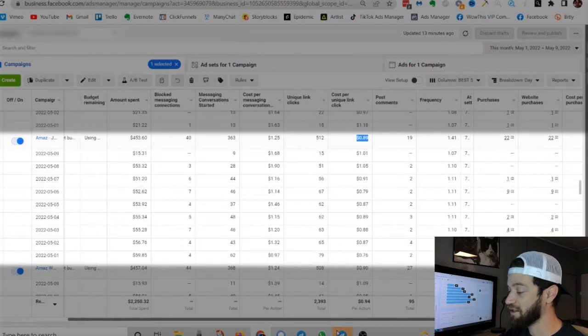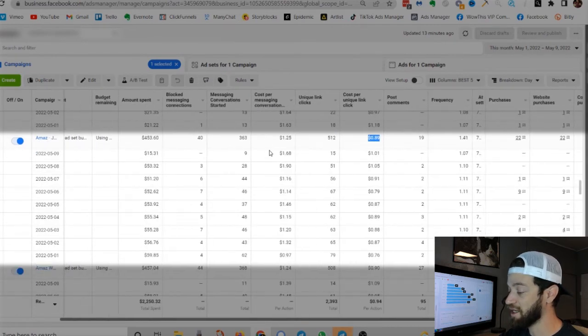Now, the next thing here is the cost per message. And again, this is basically how much it costs for me to get somebody into my Messenger bot and engage with my Messenger bot. Now, for this number, I like it to be under $2. And so overall, we can see it's cost me about $1.25 to get people into Facebook Messenger and engage with my bot. We're seeing the same pattern here, where yesterday was a little bit more expensive for Mother's Day.